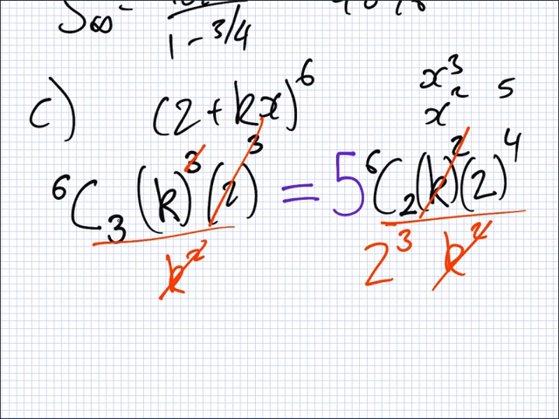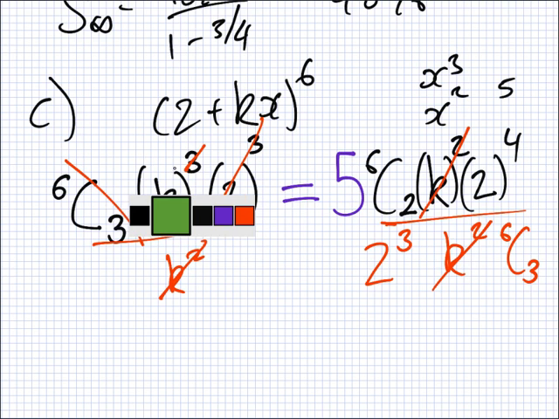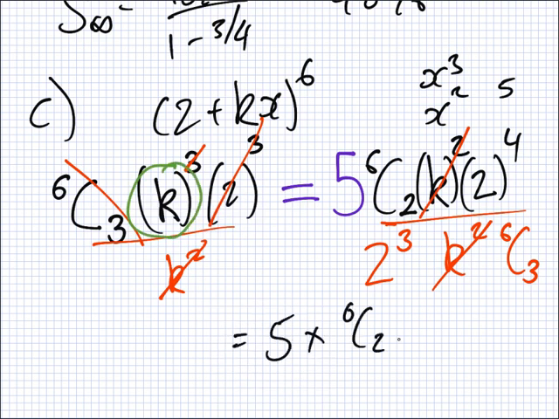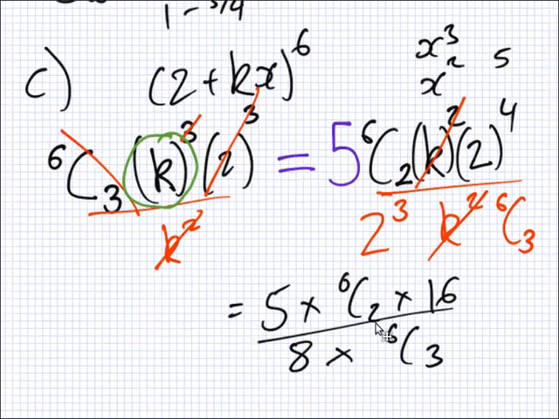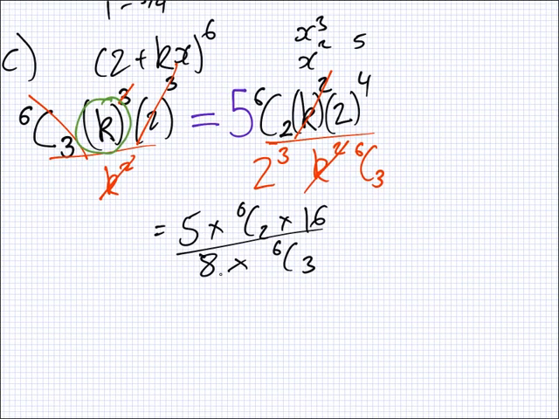If I divide by 2 cubed, what's left on the left? The 2 cubed is gone. So what's the only thing left? 6C3. So I'll divide by 6C3, and I've found my k. My k is going to be 5 times 6C2 times 2 to the 4, which is 16, over 2 cubed, which is 8, times 6C3. 8 into 16 is twice. 2 times 5 is 10. 10 times 6C2 over 6C3 is the answer.